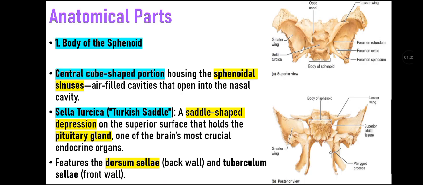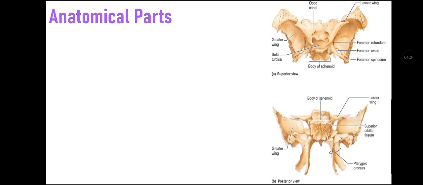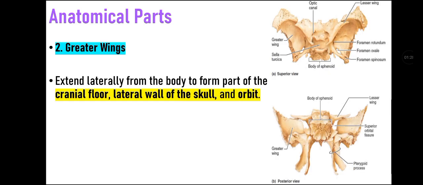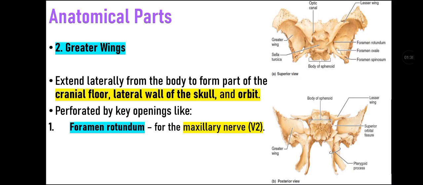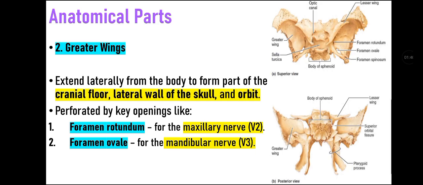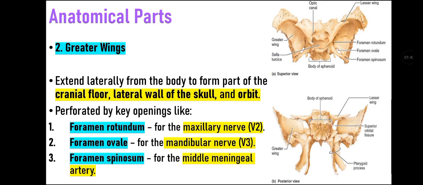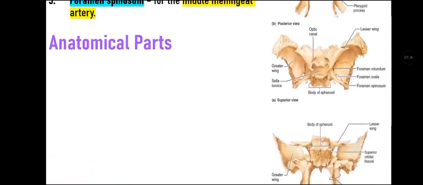Further talking about anatomical parts we have greater wing of sphenoid bone. They extend laterally from the body to form part of the cranial floor, lateral wall of skull and orbit. They are perforated by key openings like foramen rotundum for the maxillary nerve, foramen ovale for the mandibular nerve, and foramen spinosum for the middle meningeal artery.